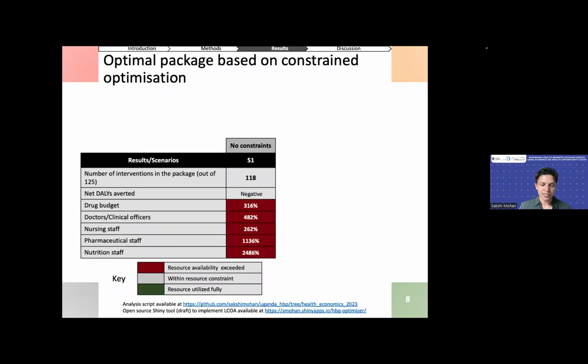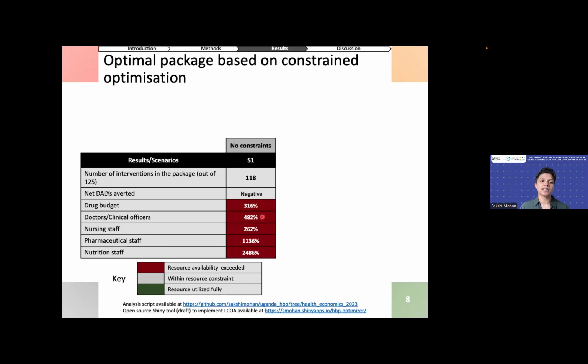So moving on to the results, we were able to run the analysis on a total of 125 interventions on which we obtained all the data that we needed. If we were to apply no constraints to the system, we would end up with 118 interventions in the package. This is just removing any substitutes that were within the list of 125.